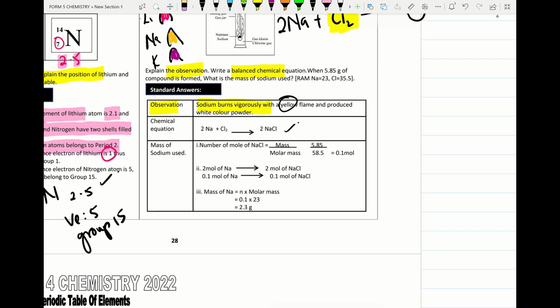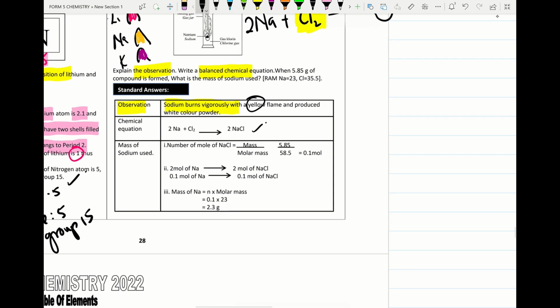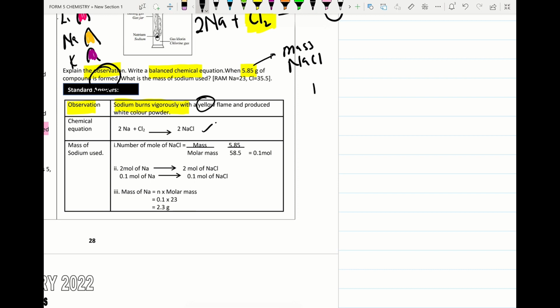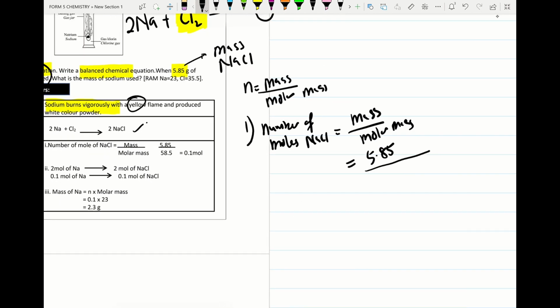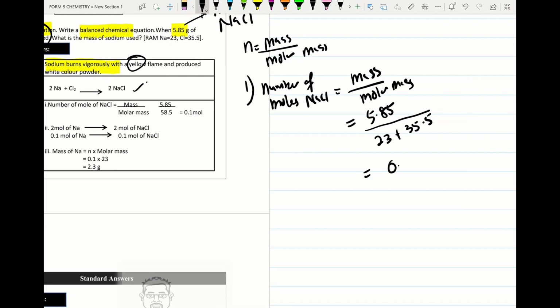And how to find the mass of sodium? So we try to check the number given in the question, 5.85, and this is known as the mass of sodium chloride, the product formed. And we try to convert into number of mole. We take mass over molar mass. So first step, we take the number of moles of sodium chloride. So we apply in the formula, so it will be 5.85 divide with sodium is 23 plus 35.5, RAM of chlorine. So we will get 0.1 mole.